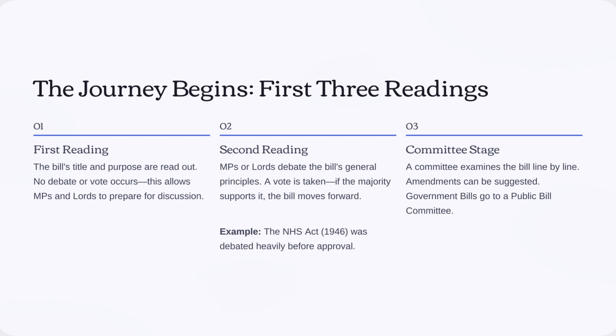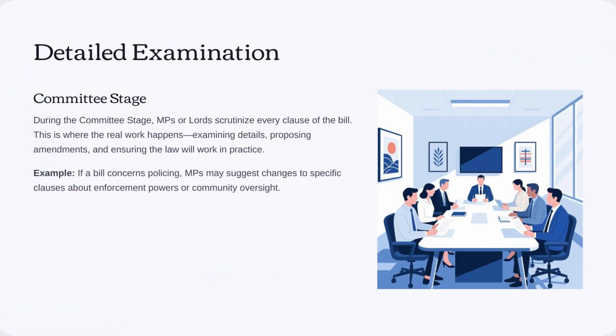Committee stage. A committee examines the bill line by line. Amendments can be suggested. Government bills go to a public bill committee. Detailed examination, committee stage. During the committee stage, MPs or lords scrutinize every clause of the bill. This is where the real work happens, examining details, proposing amendments, and ensuring the law will work in practice.